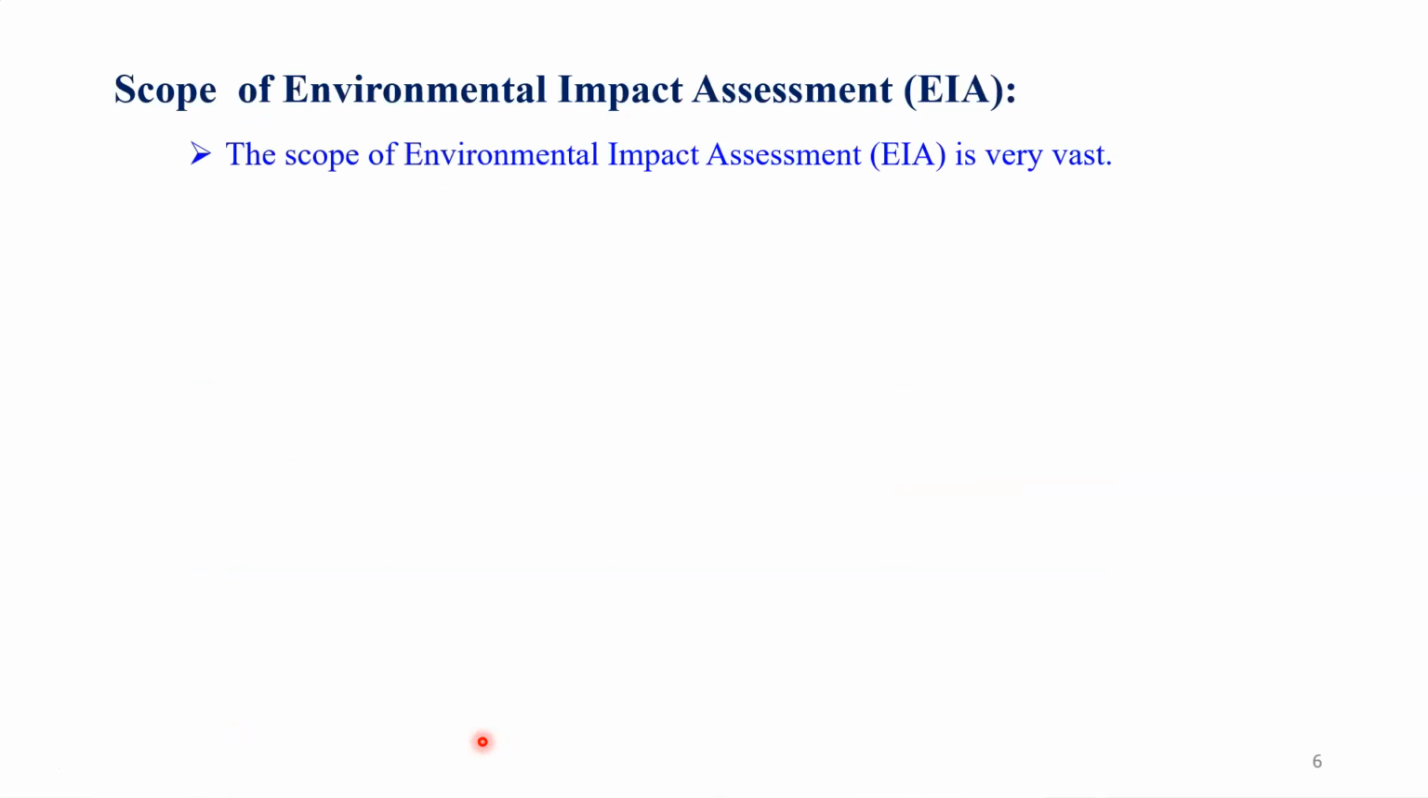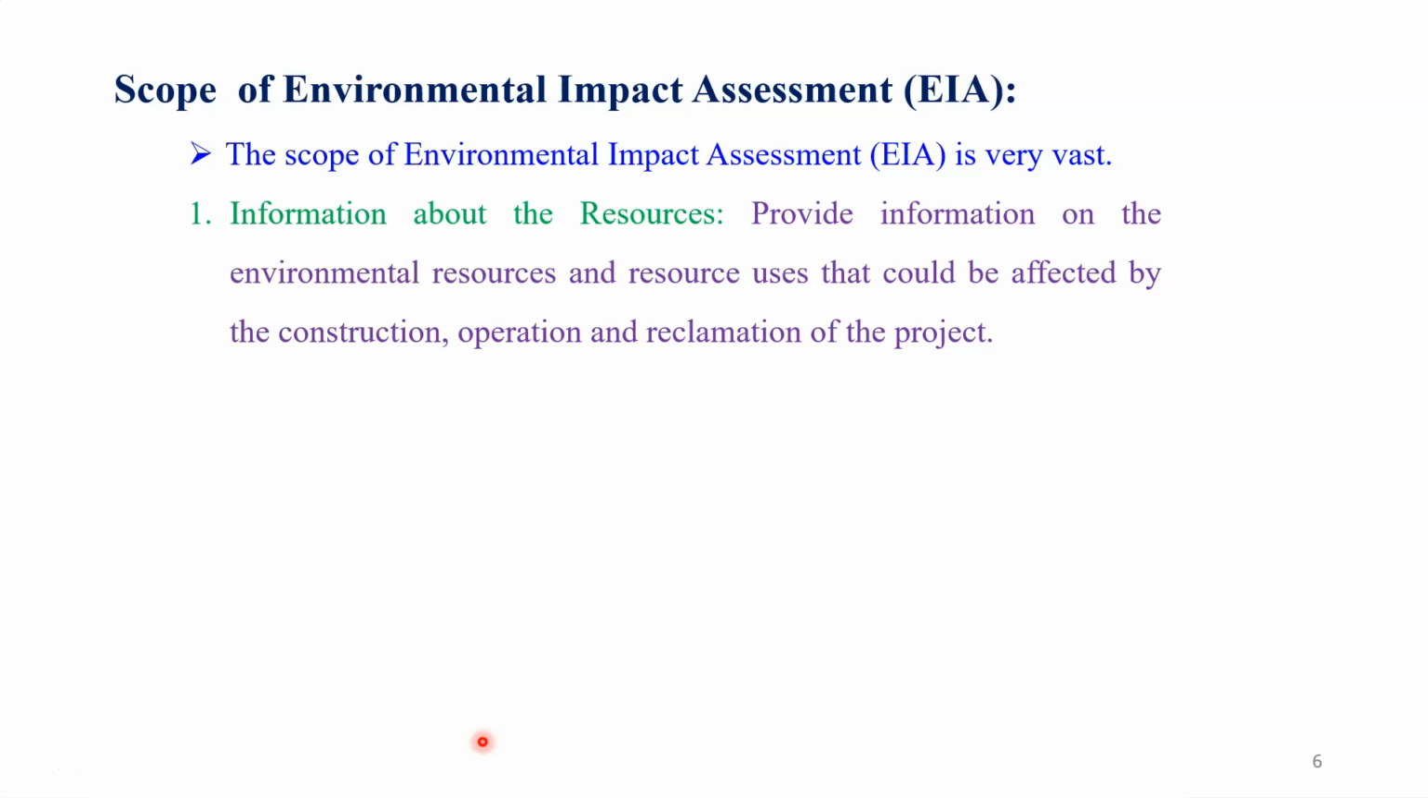Dear student, let us talk about the scope of environmental impact assessment. First, I would like to mention one very important statement. The scope of environmental impact assessment is very vast. When we see the nature and the scope of this environmental impact assessment, then you definitely agree with this statement that yes, the scope of environmental impact assessment is very vast. Let us discuss the points related to the scope of environmental impact assessment.